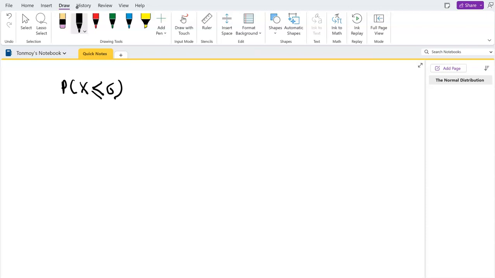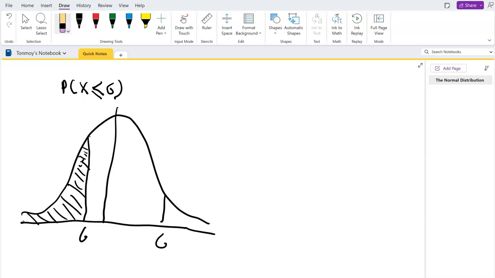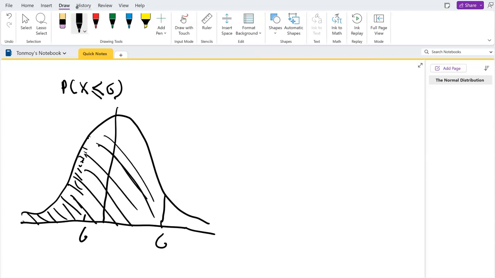That's what Excel always finds. So what Excel does is, given any number, wherever g is, let's say if g is here, then it will find this region. On the other hand, if g is maybe here, then it will find the area or the probability of all these regions. So it always goes from left to right.